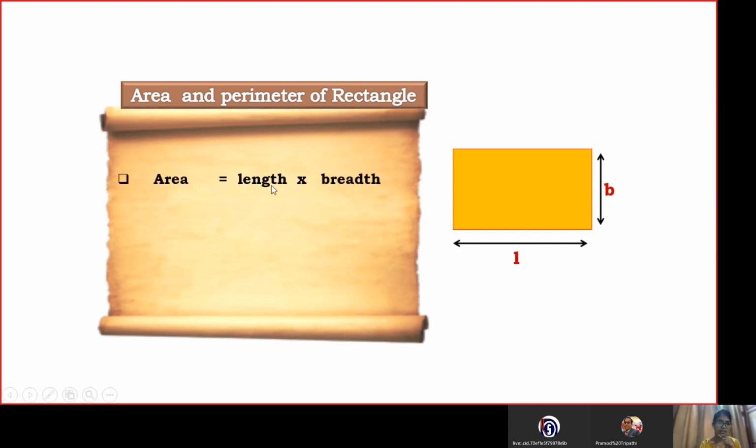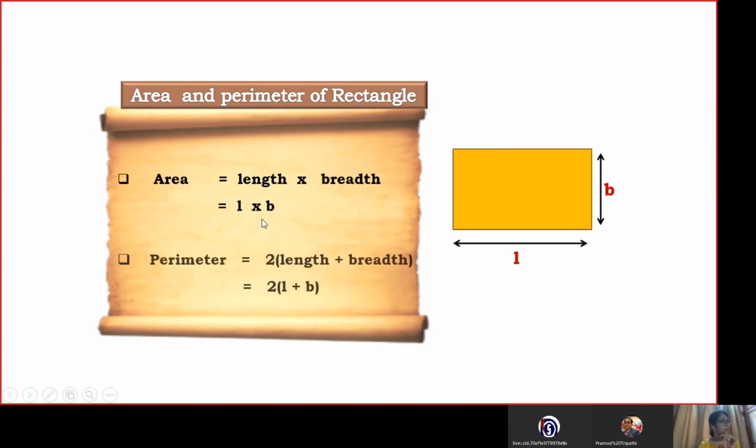Now, moving on, we are going to be discussing the formulas of various plane figures, starting with the first plane figure, which is a rectangle. Now, a rectangle has a length and a breadth. The area of a rectangle is given by the formula length into breadth, right?